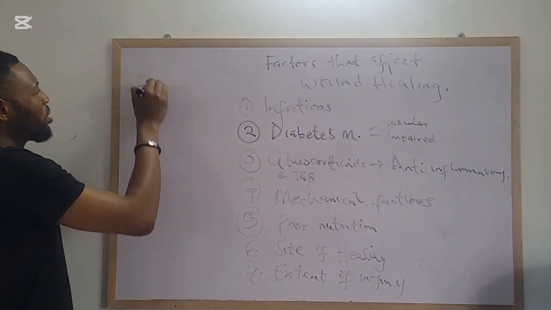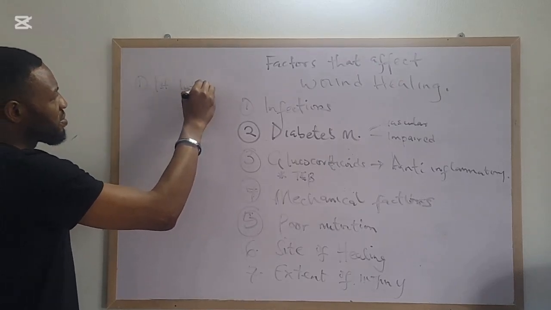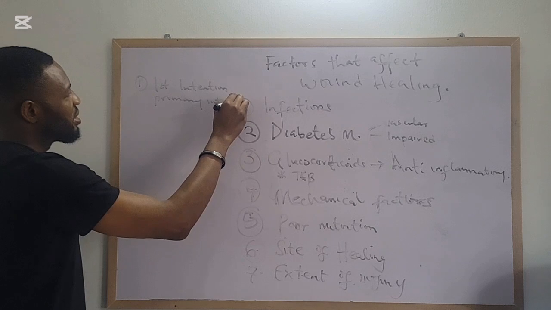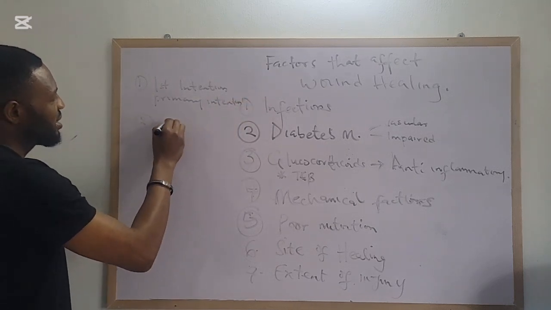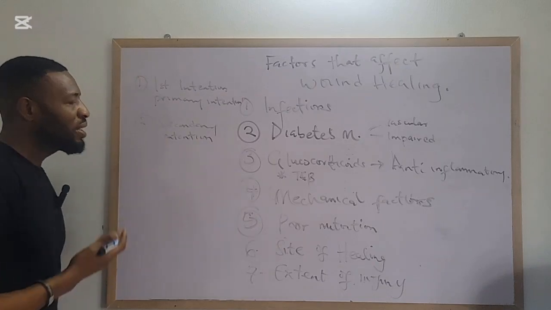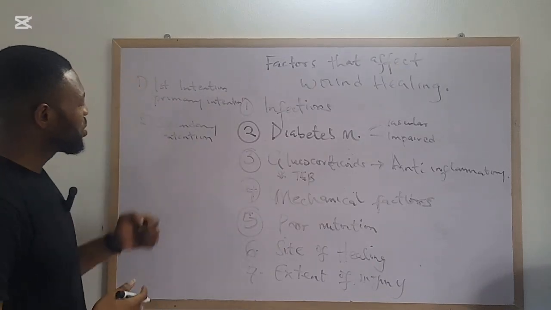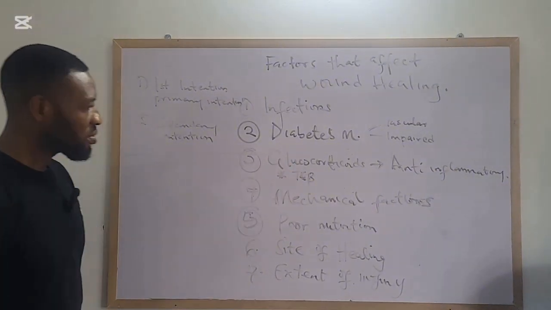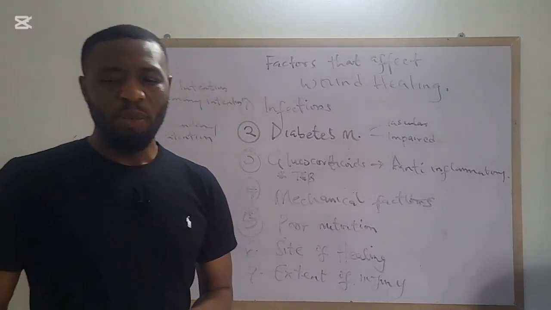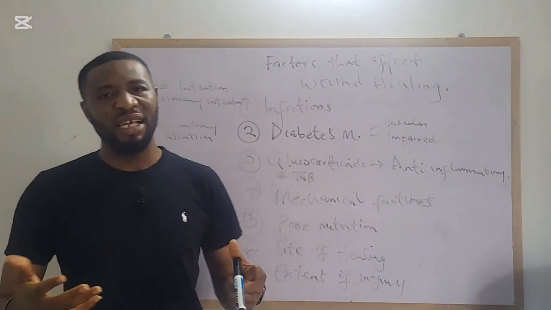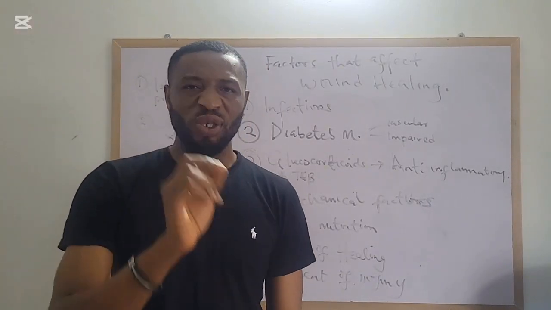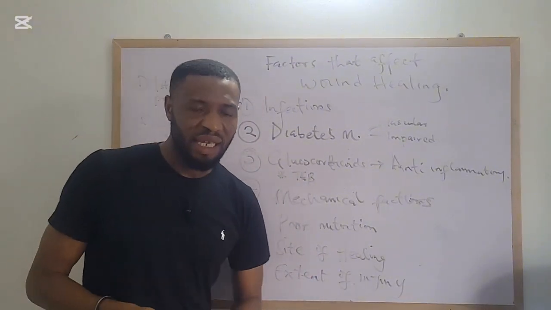Wound can heal by what we call first intention, which is also known as primary intention, or it can heal by secondary intention. Now, what are the things that differ between primary intention and secondary intention? When we talk about primary intention, it usually happens when much of the wound is in the epithelial surface, and there is minimal connective tissue destruction. One classical example is a clean surgical incisional wound that can heal by primary intention.